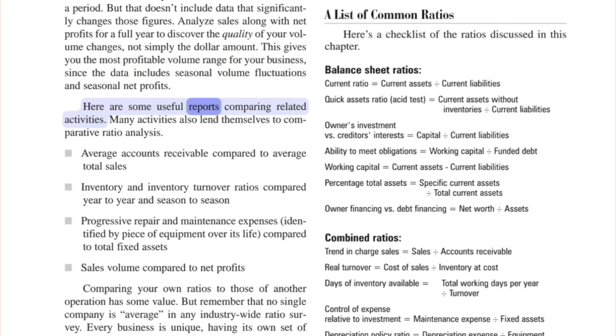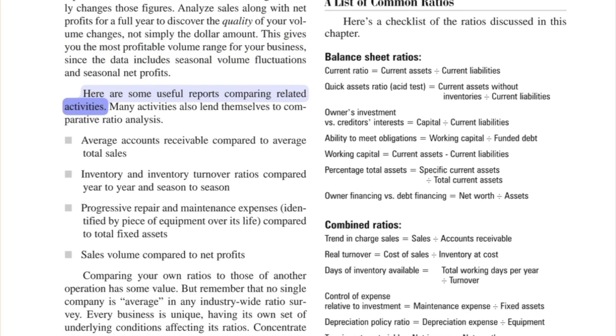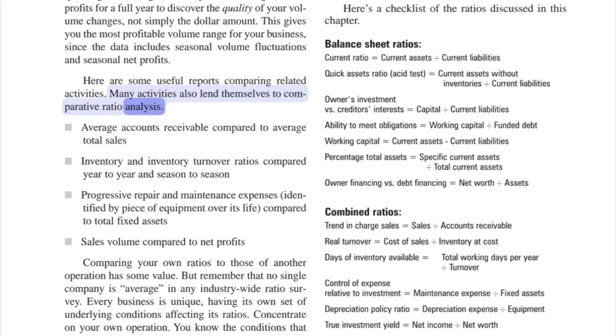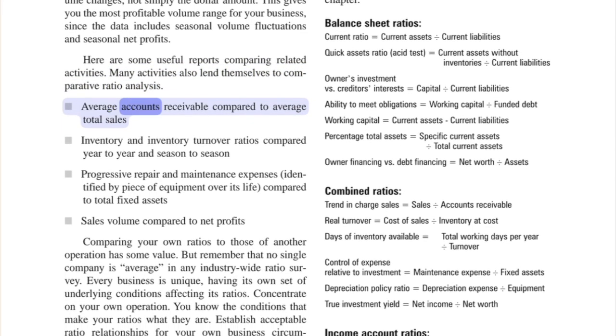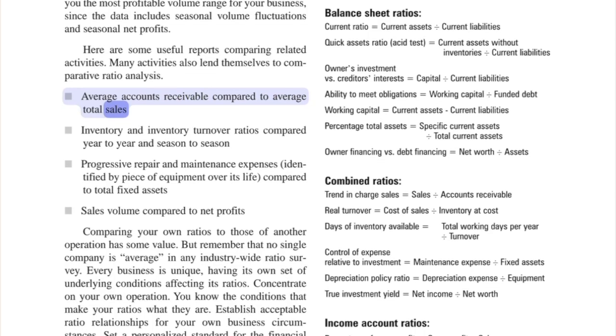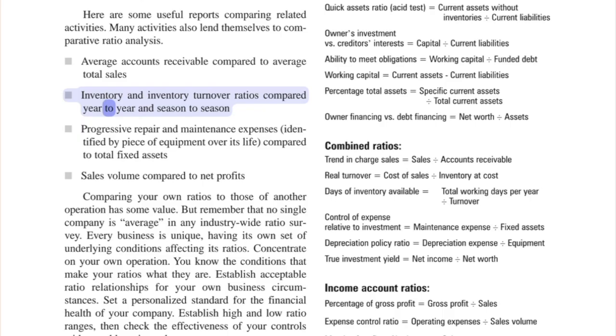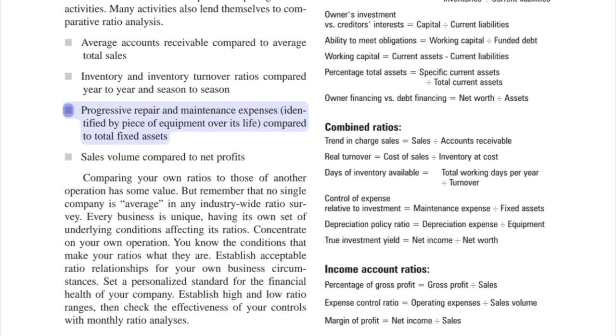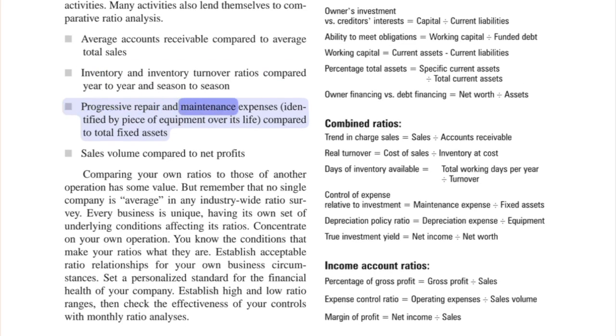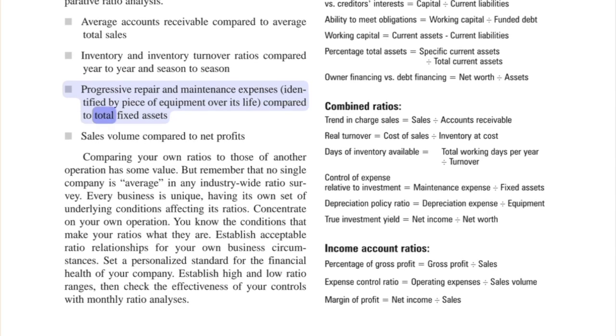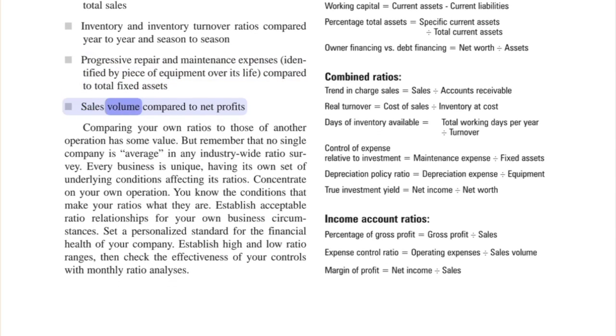Here are some useful reports comparing related activities. Many activities also lend themselves to comparative ratio analysis. Average accounts receivable compared to average total sales. Inventory and inventory turnover ratios compared year to year and season to season. Progressive repair and maintenance expenses compared to total fixed assets. Sales volume compared to net profits.